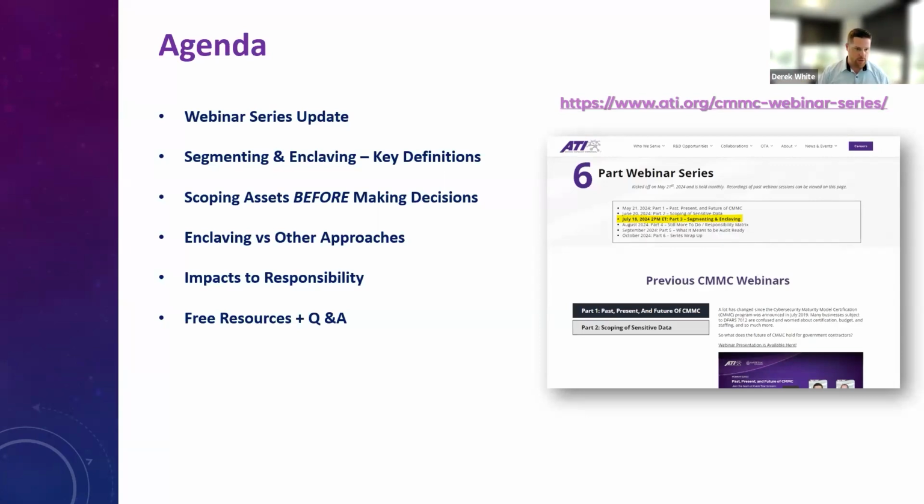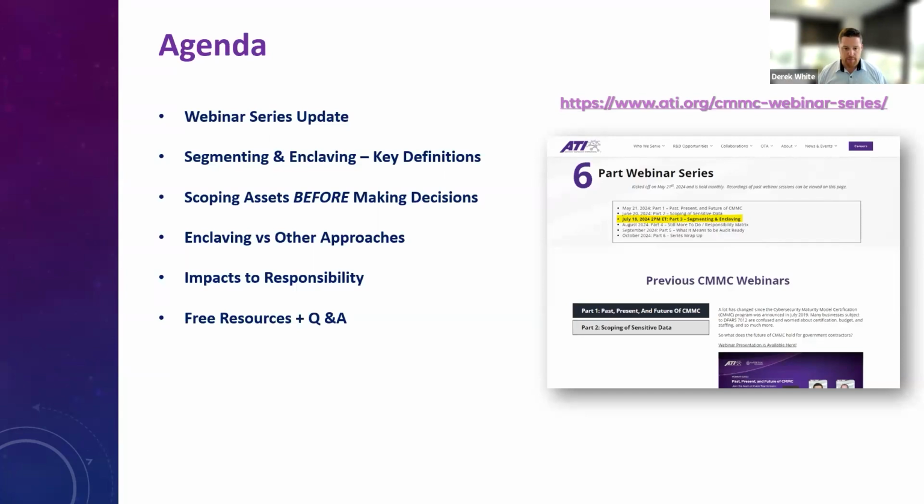So today we're going to focus on the segmenting and enclaving topic. And so we're going to start with some key definitions. There are just some things that get kind of thrown around that we want to make sure that we're very clear on, that help the mind think about segmenting and enclaving versus maybe some other terms that are thrown around. We'll also retouch a bit on Part 2, which was more about scoping, but talk today about scoping assets correctly so that you can make the right decision on what is best for your company, on what approach to take, so that we can then talk about enclaving versus other approaches.